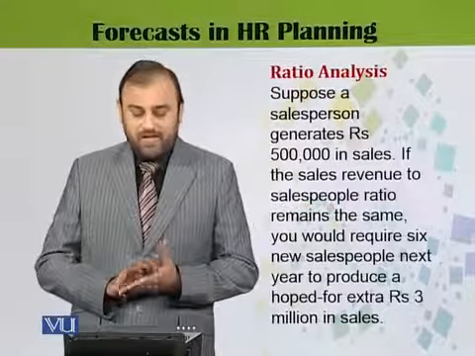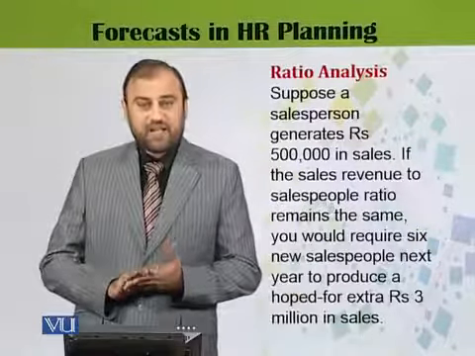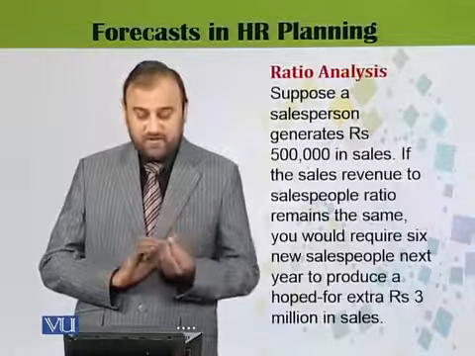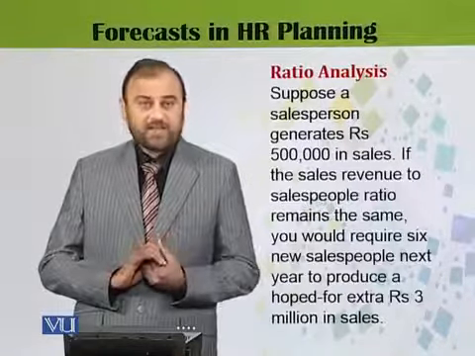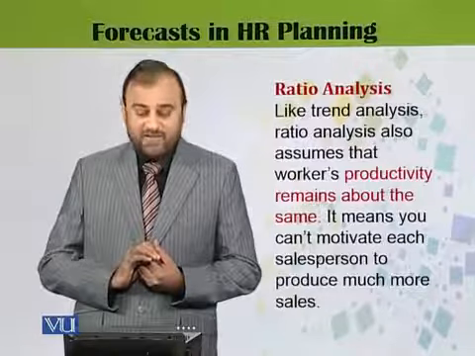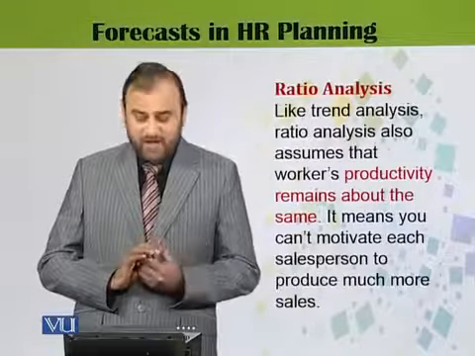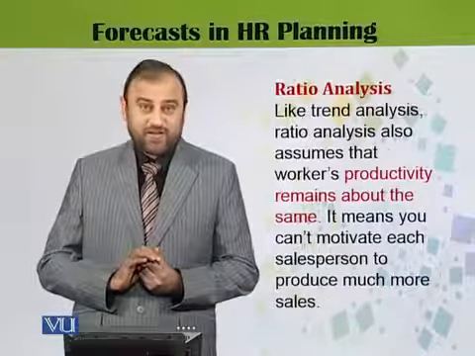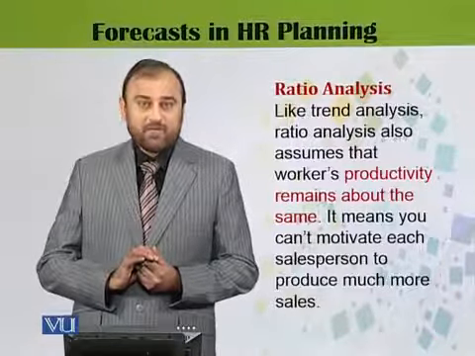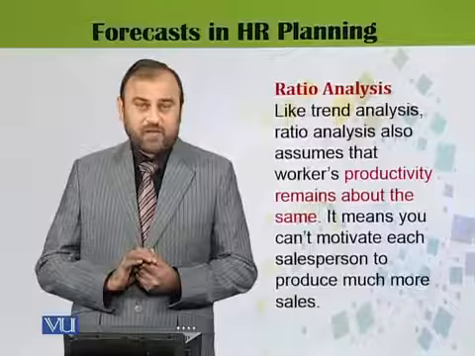Suppose a salesperson generates rupees 500,000 in sales. If the sales revenue to salespeople ratio remains the same, it means you would require 6 new salespeople next year to produce a hoped-for extra rupees 3 million in sales. But this is not always the case. Just like trend analysis, ratio analysis also assumes that workers' productivity remains about the same. It means that you can't motivate each salesperson to produce much more sales for better profitability. So whenever we use ratio analysis, we need to keep the motivation factors of salespeople in mind, so we can get better results in projecting human resource needs.